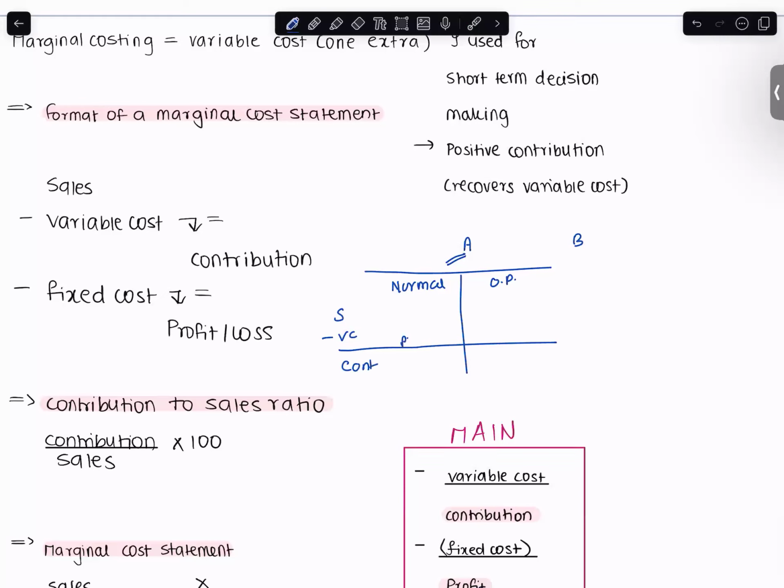This will always be per unit. Then you multiply it with however many units there are. Then you have total contribution. You add it, and then you minus the fixed cost.